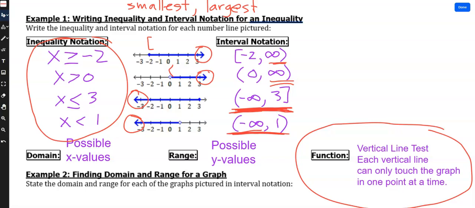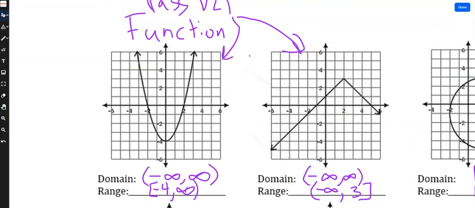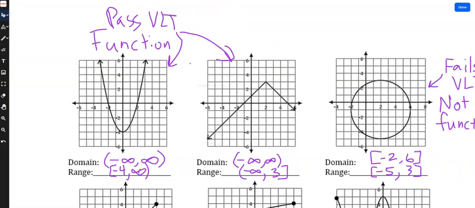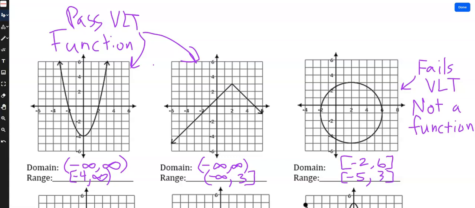We've got to find domain, we've got to find range. So, here are 3 pictures. The first 2 pass the vertical line test. Because you pass that vertical line through the graph, you start drawing all those vertical lines through the graph. It only hits 1 point at a time. But when you get to this one over here, boom, right there, it's a fail. So we know that the circle on the far right is not a function. It fails the vertical line test. But the first 2 pass the vertical line test. We wrote out the domain and range.